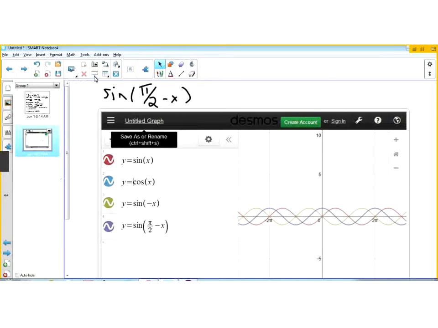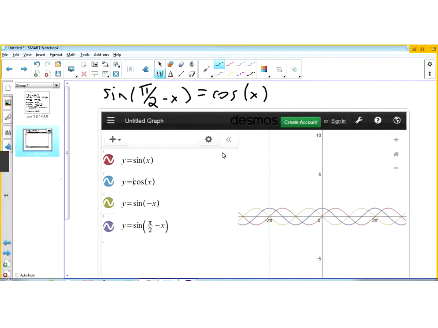So the takeaway is that the sine of pi halves minus x is actually the cosine function. Hence, the sine of pi halves minus x, its cofunction, is cosine x. So we'll say that is equal to cosine x. And we can do another experiment. Say we want to calculate the cosine of pi halves minus x.